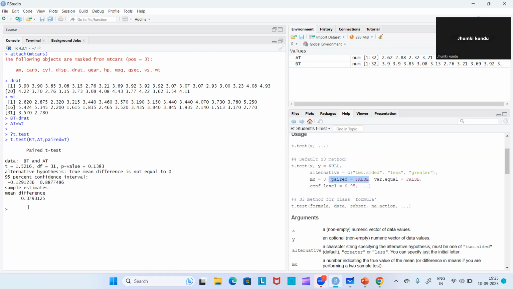Yes, sir. The p value is greater than 0.05. So we can say that we failed to reject the null. Sorry sir, one thing, the t value is 1.5, that is less than 1.96, the cutoff t value is 1.96. The t value is lower than 1.96, so we can say that we can reject the null hypothesis. No, we failed to reject the null hypothesis.